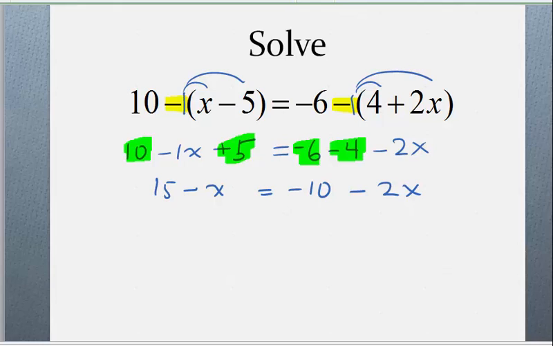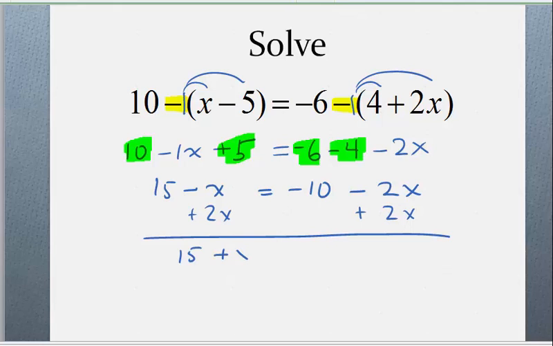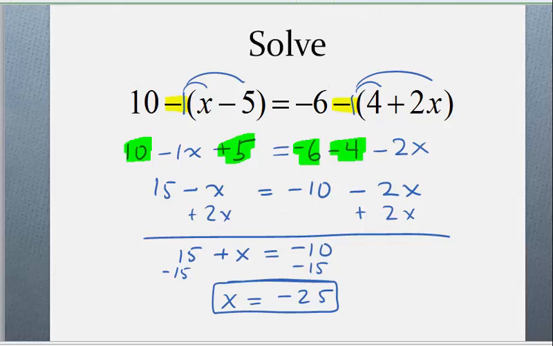Moving my variables, if I add 2x, I'll get 15 plus x equals negative 10. And then to get rid of this 15, I need to subtract 15. That's going to be x is negative 25. So that's your review of solving equations that require distribution or combining like terms.